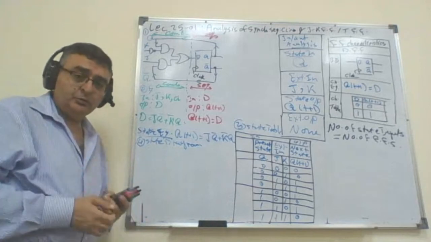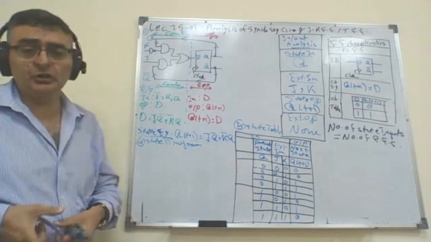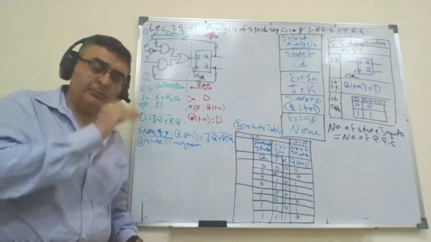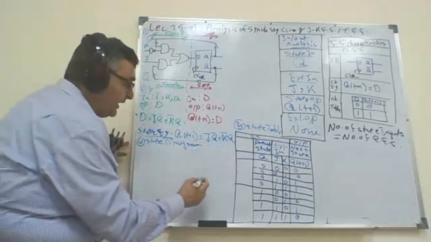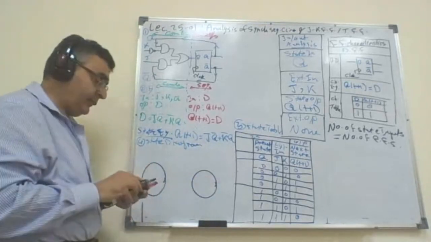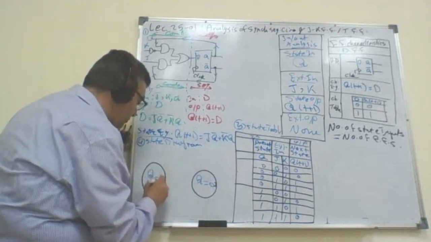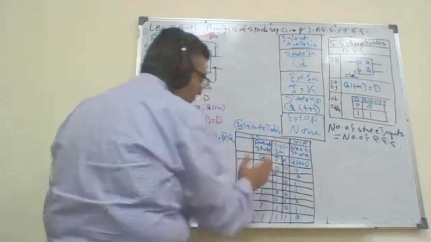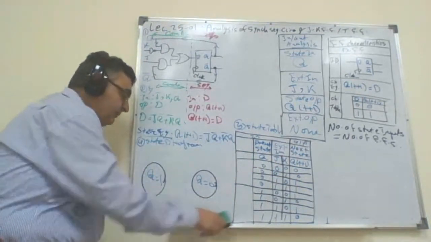State diagram, we learned how to build the state diagram from the last lecture. State diagram contains a number of circles and a number of arrows. The number of circles equals 2 to the power number of flip-flops. How many flip-flops in this circuit? I have only one flip-flop, so that means I have 2 states, 2 circles. One for Q equals 0 and the other for Q equals 1. The ordering of the external inputs and the present state will make the process very simple.